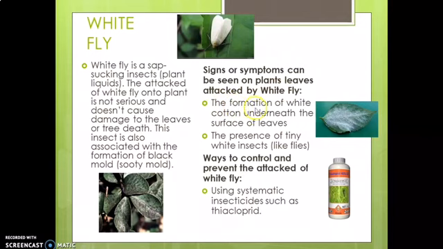First, the formation of white cotton underneath the surface of the leaf. Second, the presence of tiny white insects. So this is an example of the formation of white cotton. The way to control whitefly is the same as for scale insect, which is using a systemic insecticide such as thiacloprid.